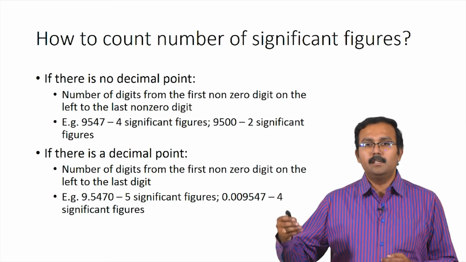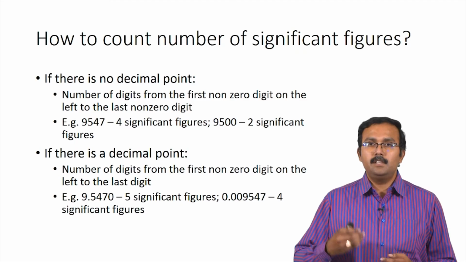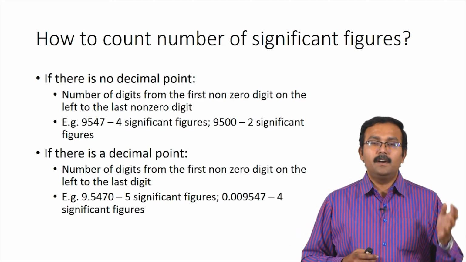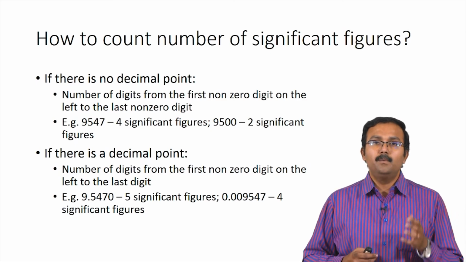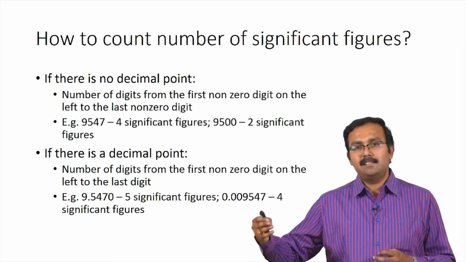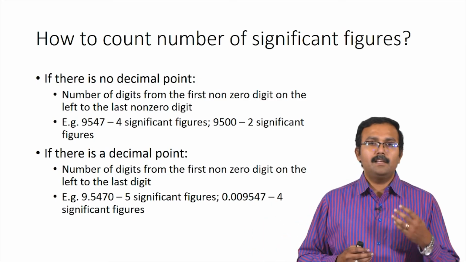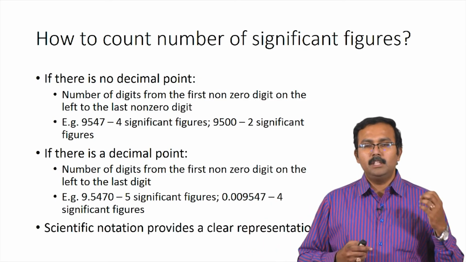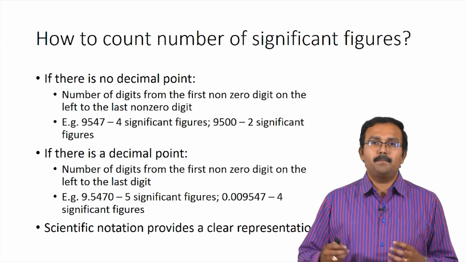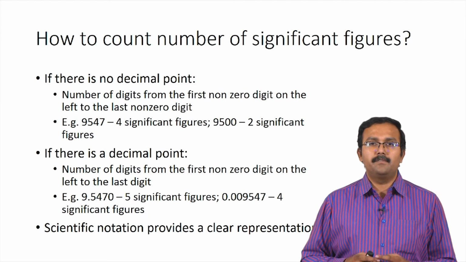So, that gives me 5 significant figures. If I were to use the second example, which is 0.009547, I still start with the first non-zero digit on the left, which is still a 9, and I go all the way till the last digit, which is a 7, thereby giving me only 4 significant figures. If you write these numbers in scientific notation, then there is a clear representation of these significant figures.